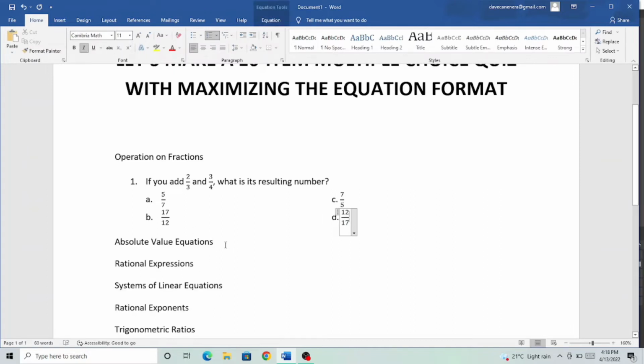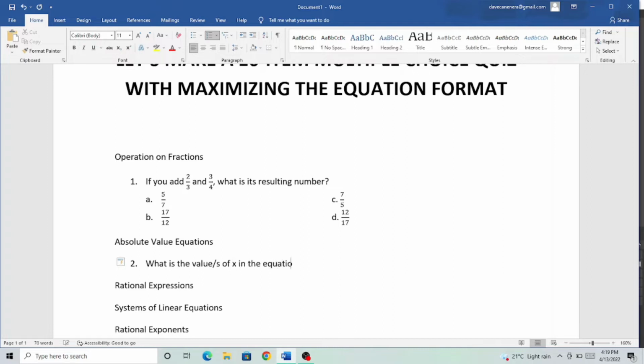Next is the absolute value equations. Let's say we will find the values of x in an absolute value equation. What is the value or values of x in the equation?